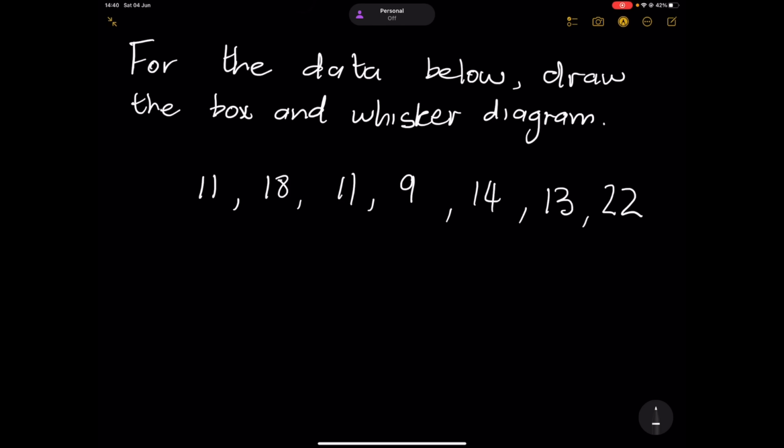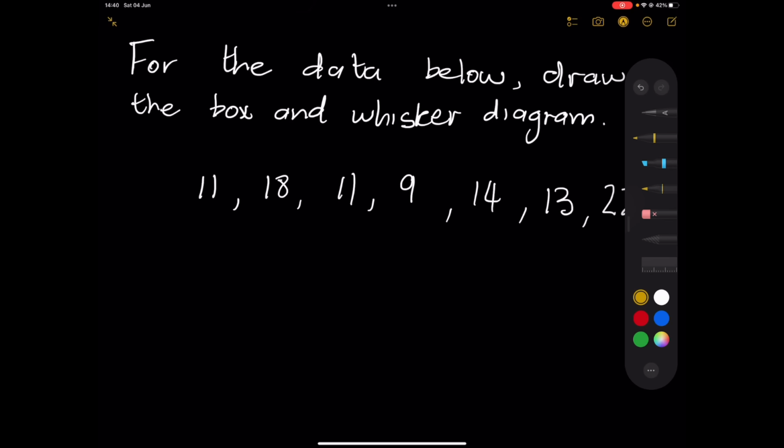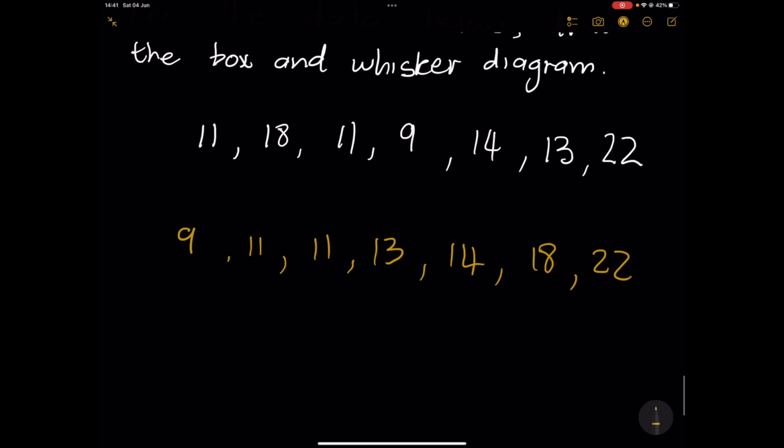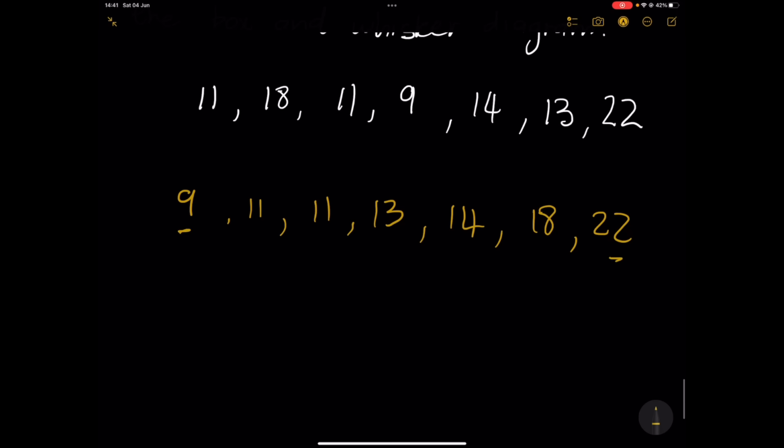All right, so let's take this quick question for our last example. They say for the data below, draw the box and whisker diagram. Again, as I said, we are always going to arrange our data in ascending order first. So we will have a 9 there, we'll have 11, another 11, 13, I think, 14, 18, and then 22. Of course our minimum value is 9, our maximum is 22.